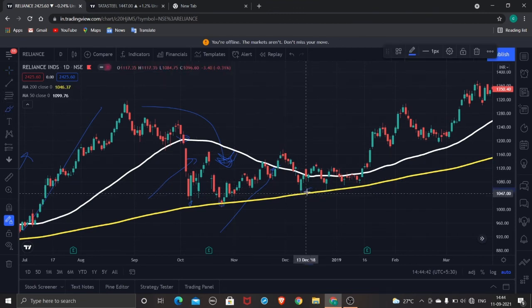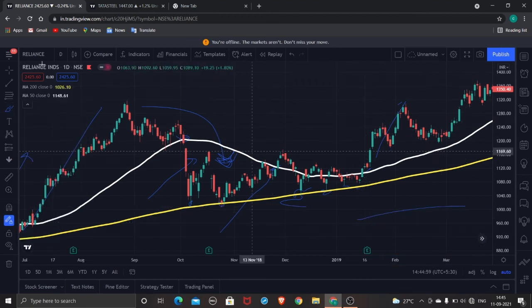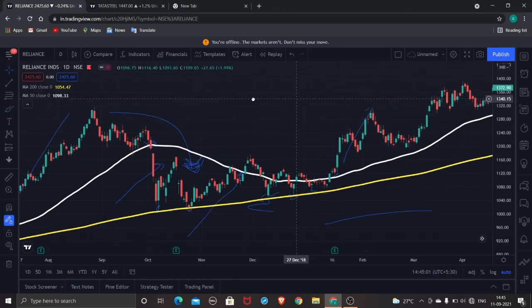You can see at this point also it faces support at the 200 moving average. At this point also. This point also facing support. This point also facing support. Facing support at the 50 moving average, goes up. Missed an entry. So it goes up. It just goes up with each and every stock we are going to have a look at.